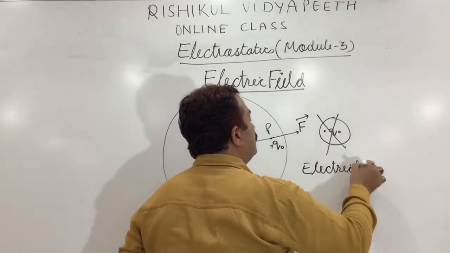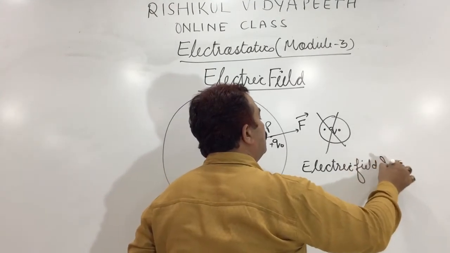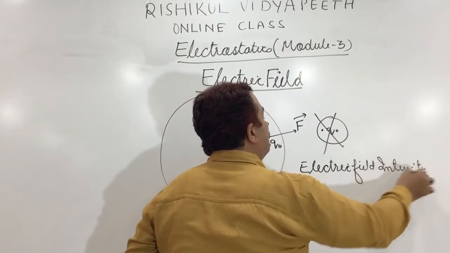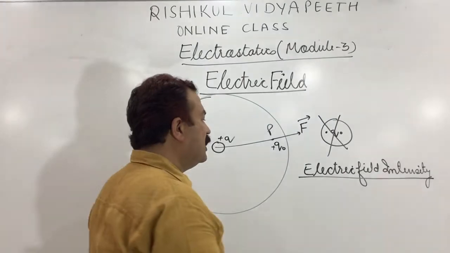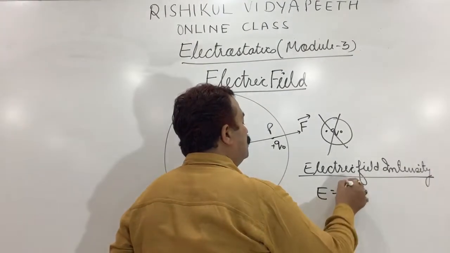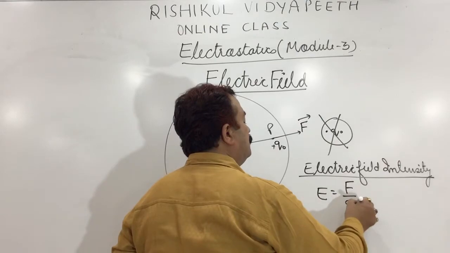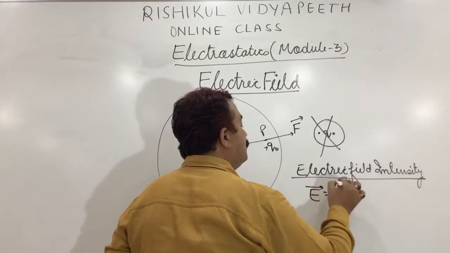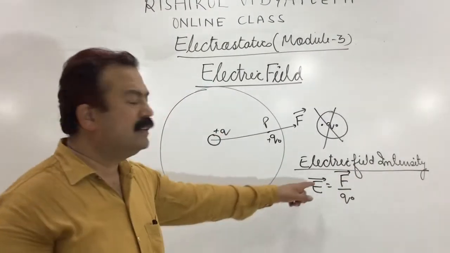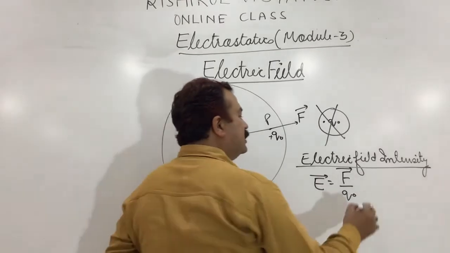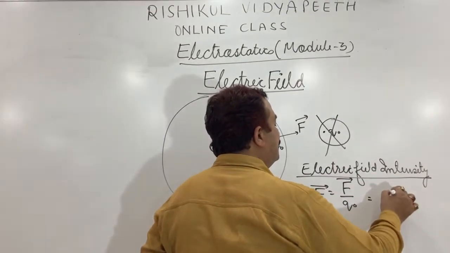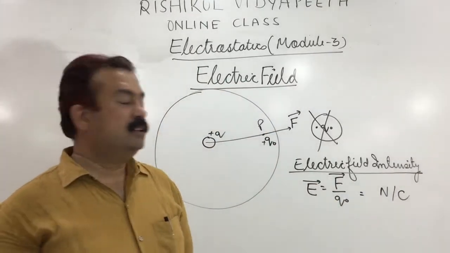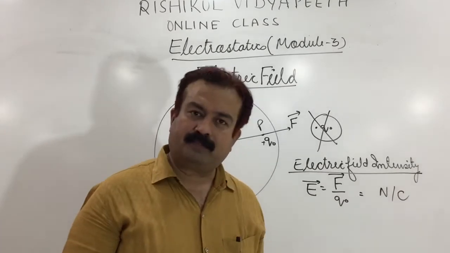Electric field intensity. Electric field intensity formula I am telling you, that is equals to force acting on per unit test charge. This is a vector quantity, so we can write in vector just like this. Here the unit of electric field intensity is Newton per Coulomb. The electric field intensity unit is Newton per Coulomb.